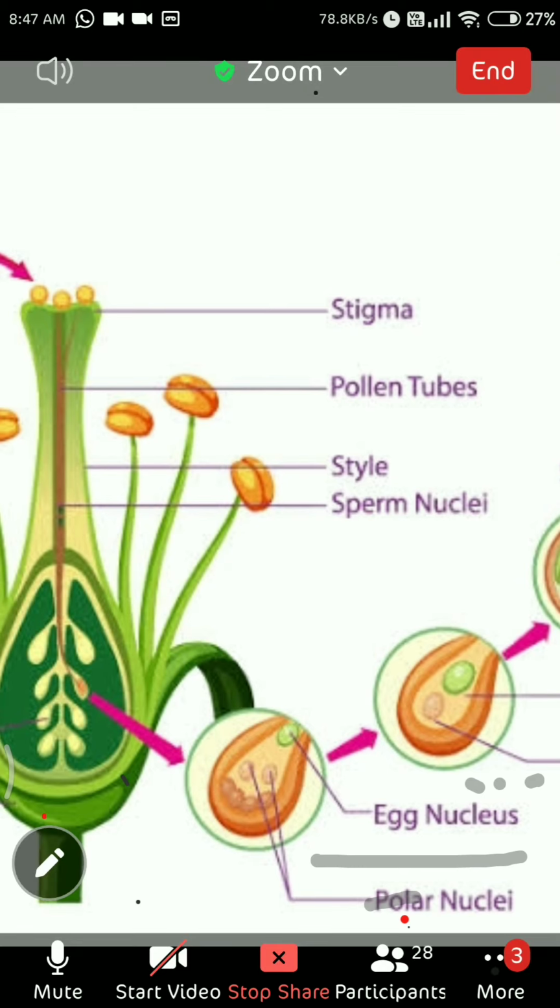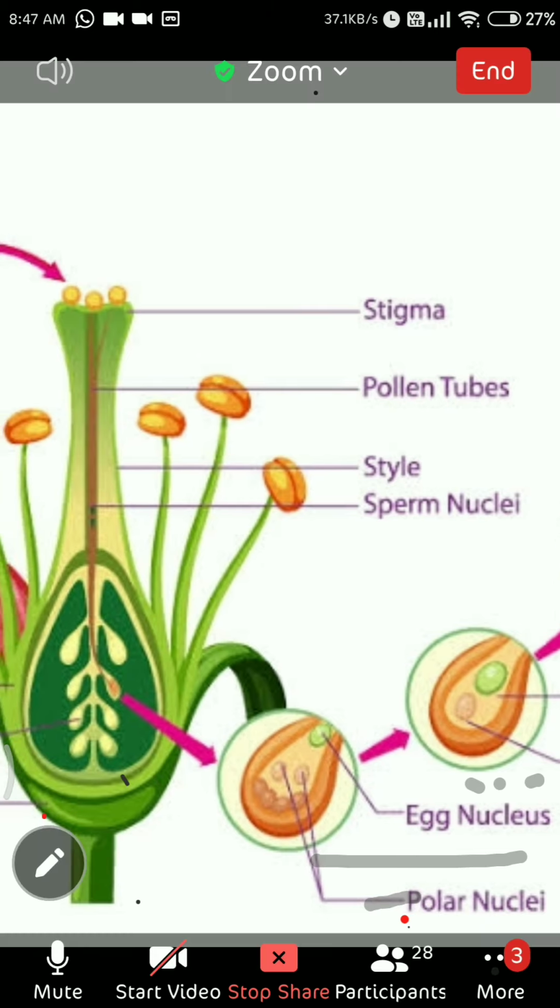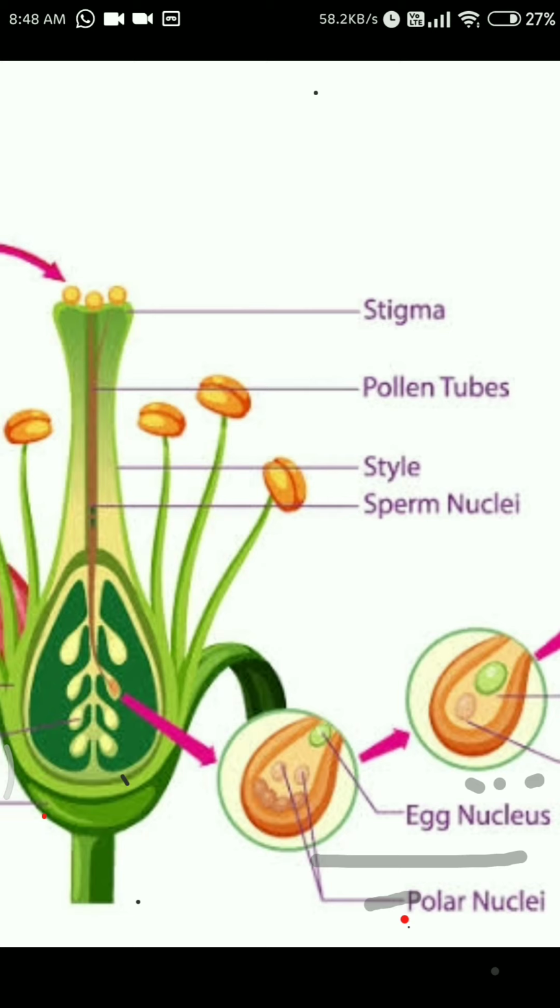The uppermost part is stigma. Below that, this flattened part of the gynoecium is the stigma, and this cylinder tube-like structure is the style. The lower basal swollen part of the gynoecium is known as the ovary.